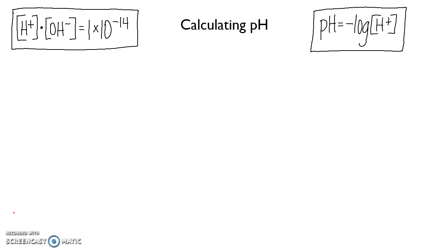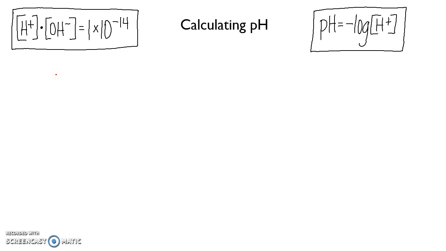The two equations you see right now are the two main ones you need to know how to use. The first one relates the hydrogen ion concentration to the hydroxide concentration. We already talked about the fact that as one gets higher, the other gets lower. For acids, H plus is higher. For bases, OH minus is higher. But this is the equation that actually allows you to calculate those values.